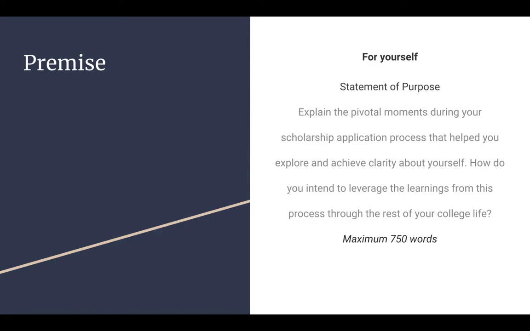So, the way I think of this is I think of it as two parts. The first being, what are those pivotal moments that you experienced during this application process? And the second part is, how do you leverage this to do something meaningful in the rest of your college life?